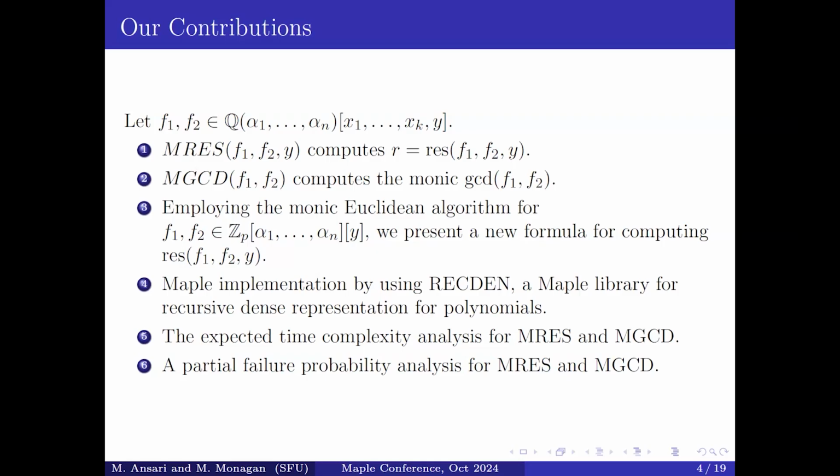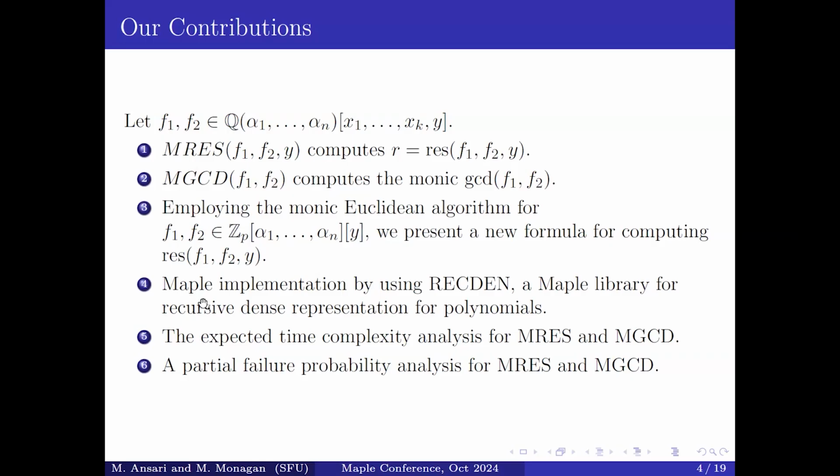Let f1 and f2 be two multivariate polynomials over Q adjoint alpha 1 to alpha n. We designed two modular algorithms. The first one is MRES, which computes the resultant of f1 and f2 with respect to a variable, let's say y. And the second one is MGCD, which computes the monic GCD of two polynomials, f1 and f2. Also, we present a new formula for computing the resultant of two univariate polynomials using the monic Euclidean algorithm.